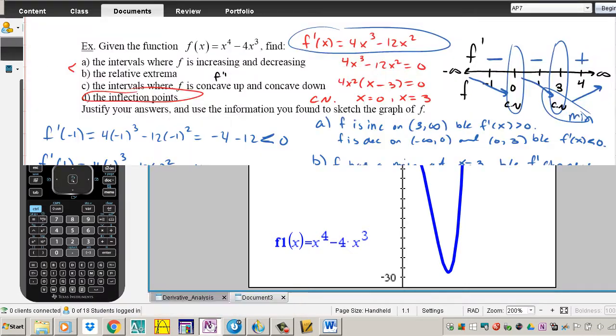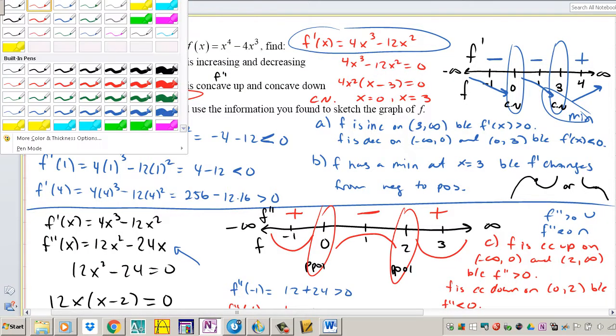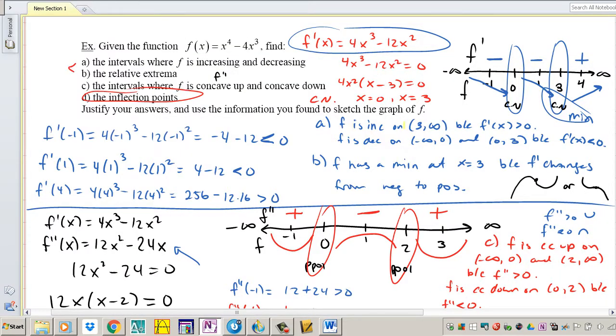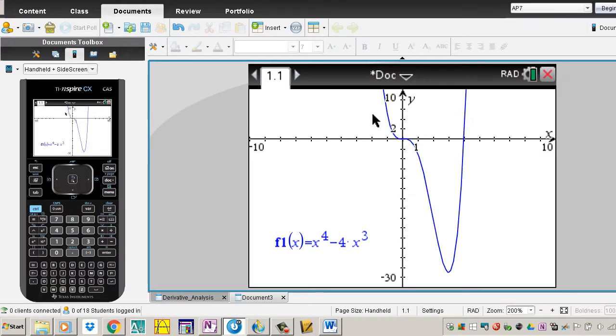So let's go ahead and see our notes. If we look at our notes, we see that f is increasing from 3 to infinity, which is what we just showed, and decreasing from negative infinity to 0 and from 0 to 3. So yes, so far letter A is good, and letter B must be good because we only have one minimum at 3. You see there's no other minimum.